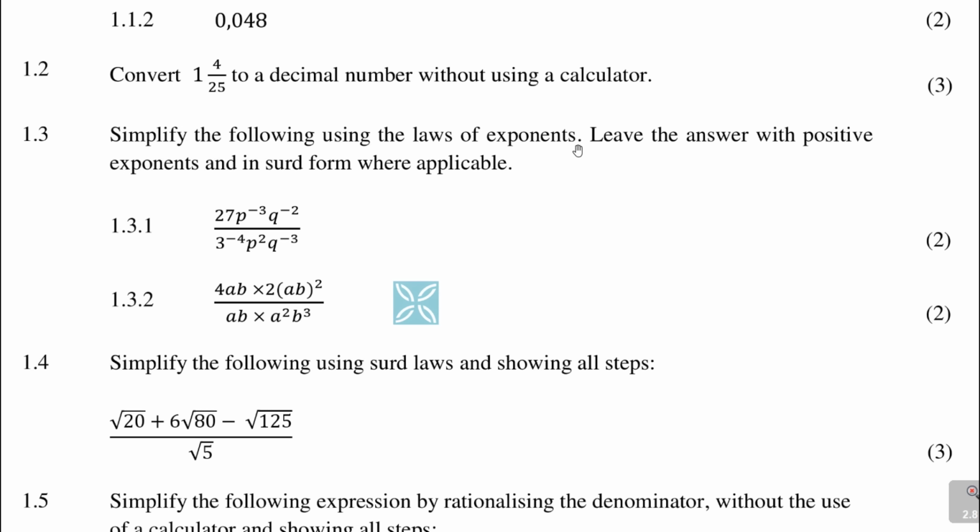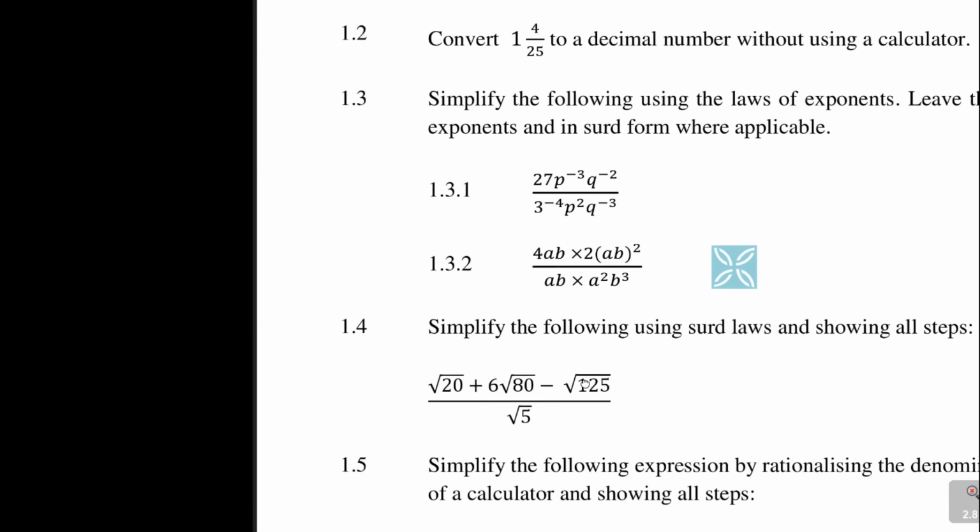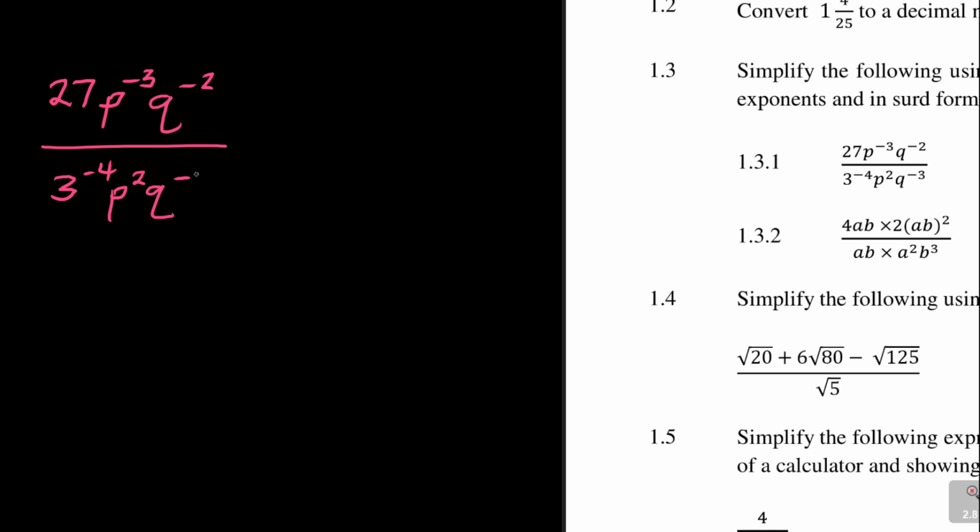Simplify the following using laws of exponents. Leave the answer with positive exponents and in surd form where applicable. There we go. Let's start this. 1.3.1. What are they saying? They're saying you're given 27 p to the power of negative 3 q to the power of negative 2 over 3 to the power of negative 4, p to the power of 2, and q to the power of negative 3. Okay, this is what you have.